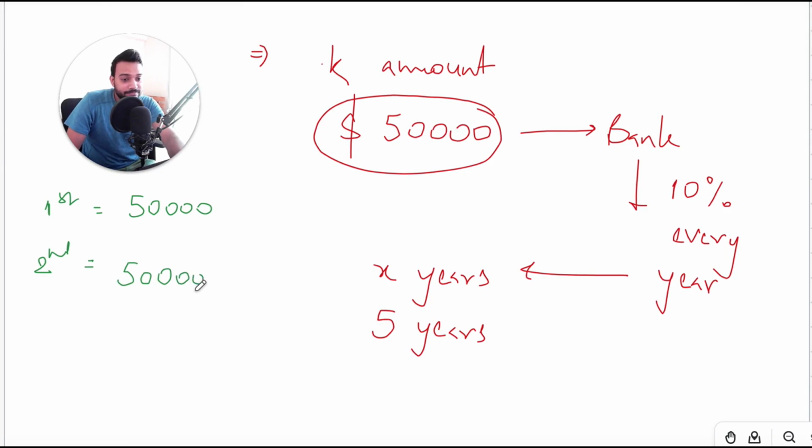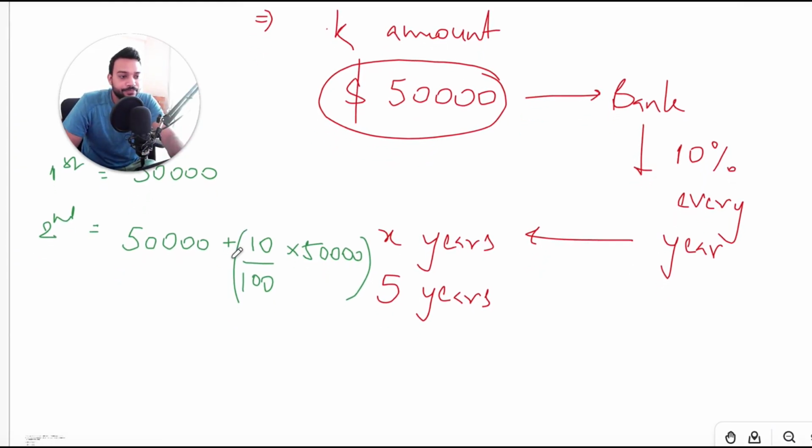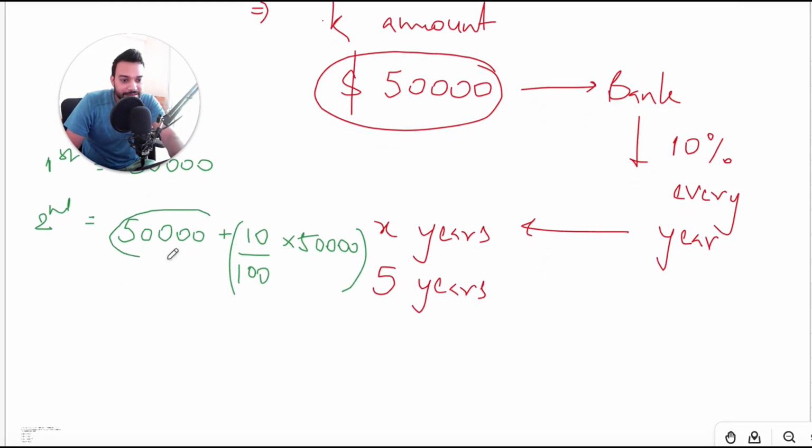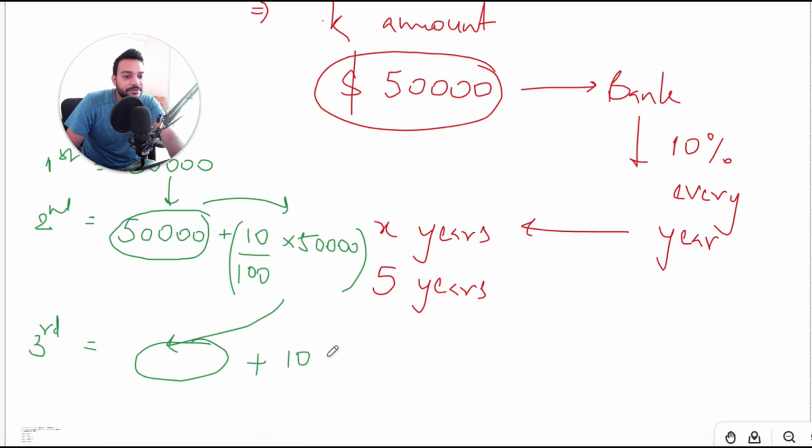50,000, this is there, plus 10% of 50,000, because it's the initial amount plus a 10% increase on that. The amount is increasing by 10% every year, so it will increase by 10% of itself. Basically this is the value coming from the first year, and this is the increase happening. Now this will become the default, the initial value for the third year, and that will increase by 10%. You see the chain?